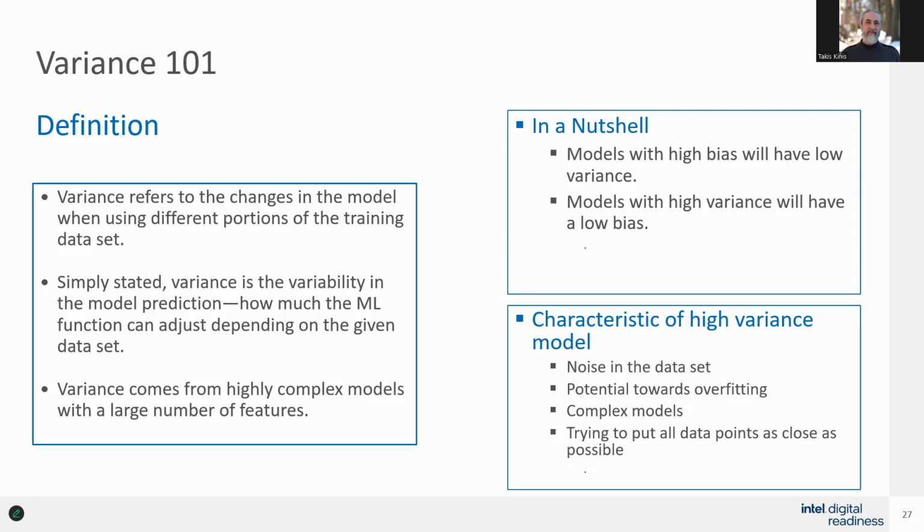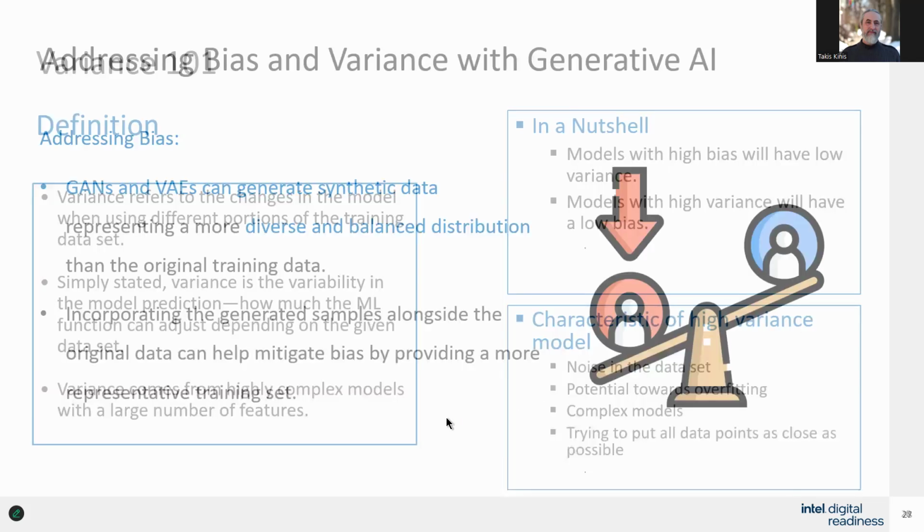So models with a high bias will have low variance, and models with a high variance will have low bias. The characteristics of a high variance model: there's noise in the data set, there's the potential towards overfitting, the models are complex, as we were just saying, and they try to put all the data points as close as possible. And in the real world, that doesn't always work that way.